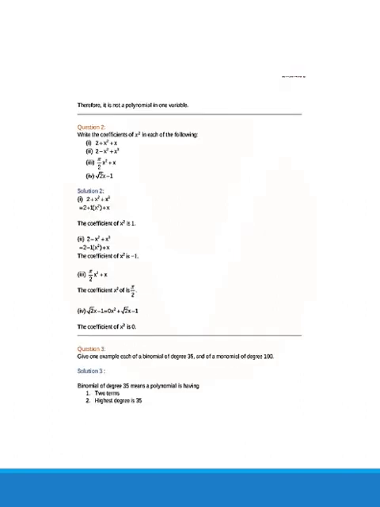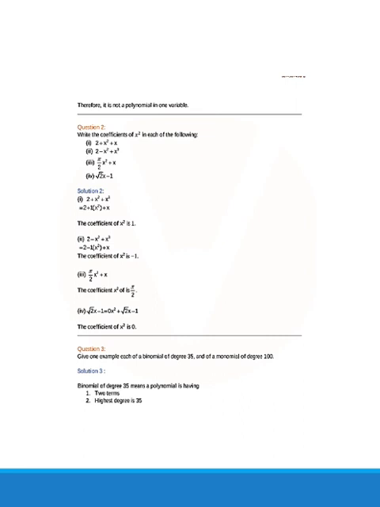Now let us come to question 2. Question 2 says, write the coefficients of x square in each of the following. You have to write the coefficient of x square in all these 4 parts. Now first, 2 plus x square plus x. So here the middle term is of x square, and we see that the coefficient of this term is 1. So the coefficient of x square here is 1.